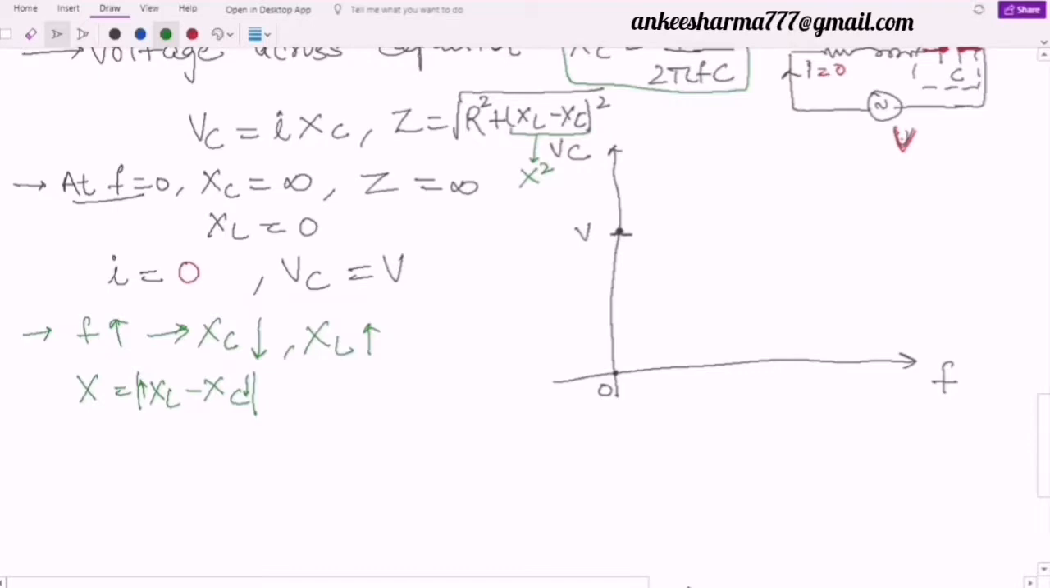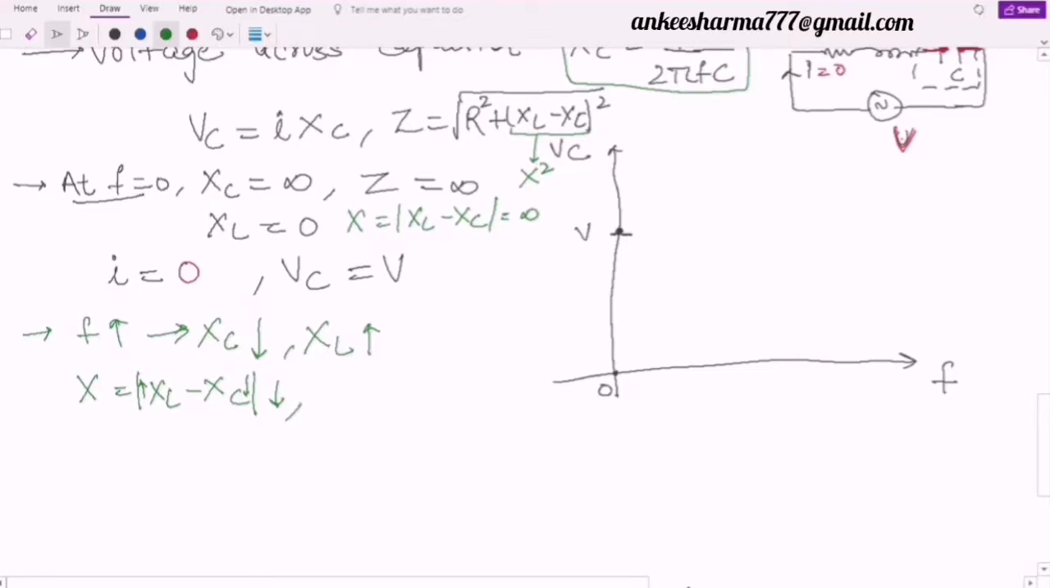In comparison to f equal to 0 value, this value will decrease, because in this case x is equal to XL minus XC. XC was infinity and XL was 0. It means x in this case was equal to infinity. But now due to the finite value in the XC and XL has also increased, definitely there will be a difference. So these two values will be subtracted, and you will find here that x value will be decreasing, because when it comes down from infinity to a lower value, it will decrease.